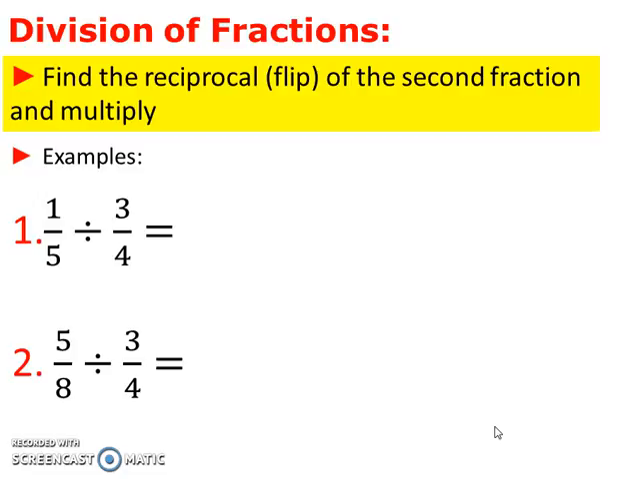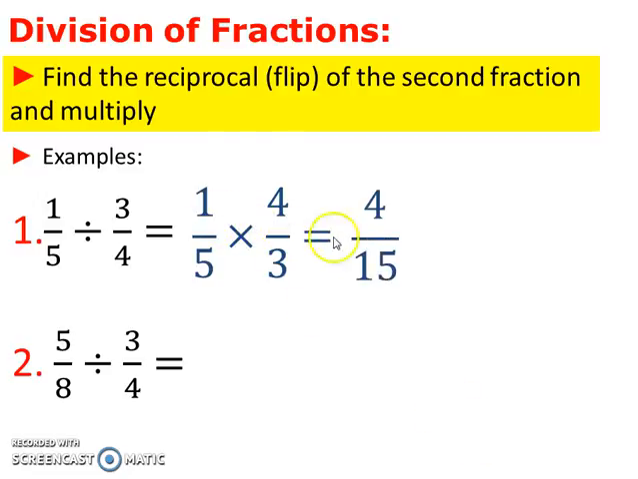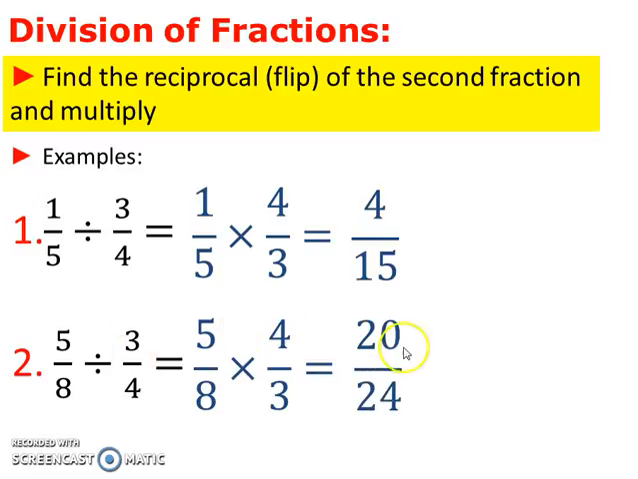So example number 1, we just get the second fraction and we flip it, finding the reciprocal, and then we multiply. So 1 times 4 is 4, 5 times 3 is 15. With question number 2, flip the second fraction, reciprocal, and then we multiply across. When we do this one, we get 5 4s are 20 and 8 times 3 is 24.